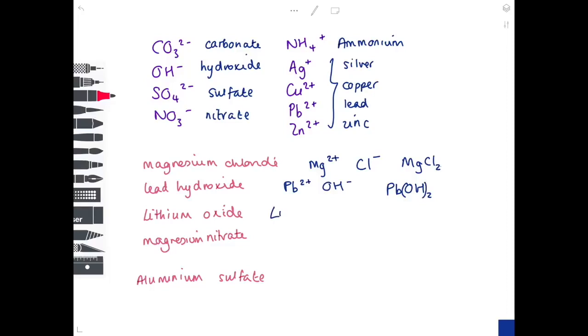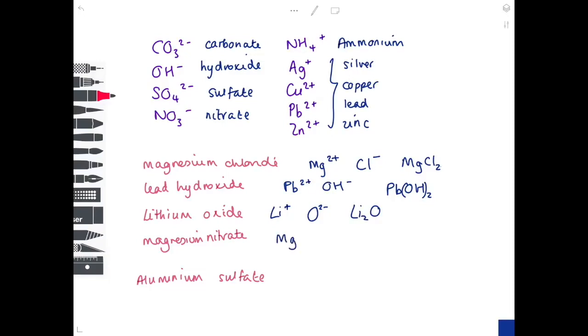Now lithium is in group 1, so it has an Li+ charge. So it has a 1+ charge. Oxygen is in group 6, 8 minus 6 is 2, so it's O2-. This means you need 2 lithium for every oxygen, so Li2O.